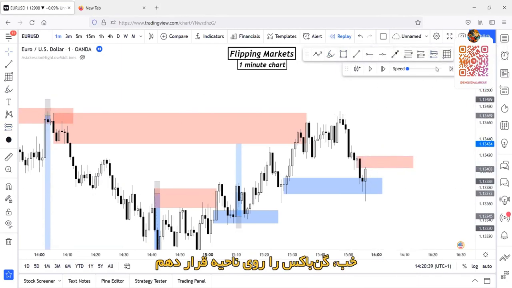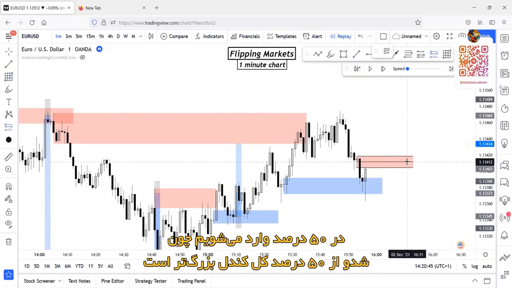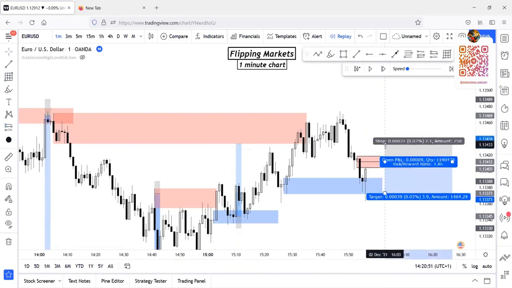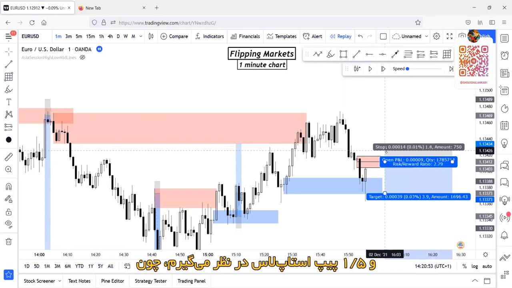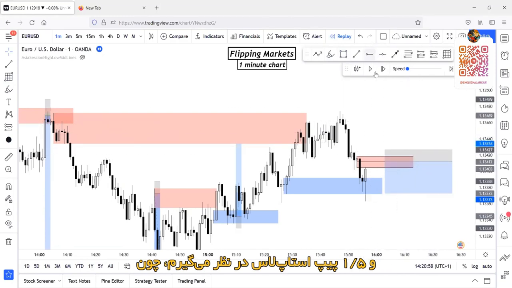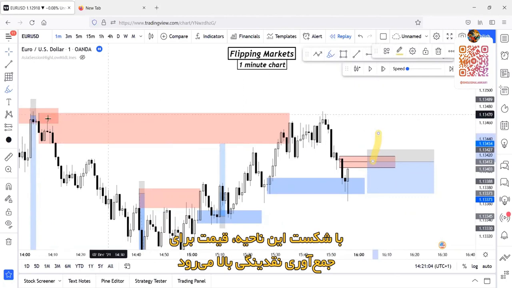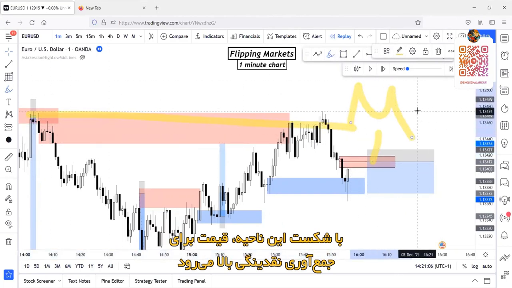Okay, so let's just put our gun box here on the 50% because the wicks are larger than the whole body. And I will set 1.5 pips stop loss because the 2 pip stop loss wouldn't change the fact that if it's break, then price will go up for the upside liquidity.